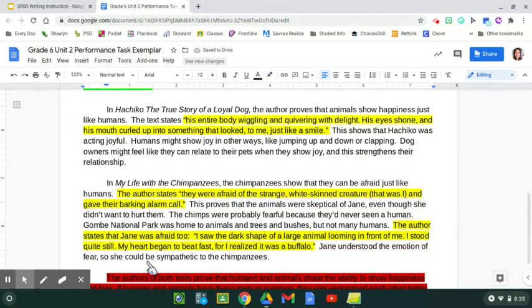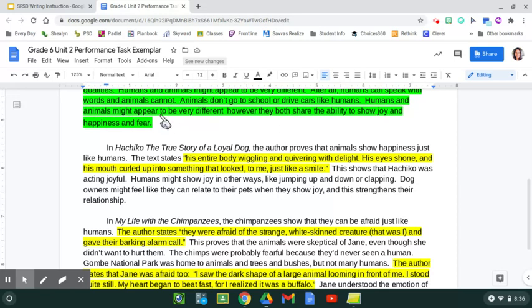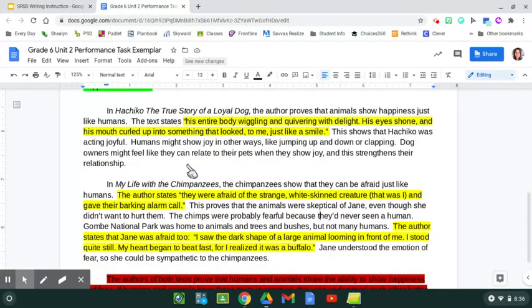Jane understood the emotion of fear, so she could be sympathetic to the chimpanzees. Okay, so I have now highlighted all of my important evidence yellow, my textual evidence. It's evidence from my text, Hachiko and My Life with the Chimpanzees, that's supporting my claim or my thesis that humans and animals might appear to be very different, but they both share the ability to show joy and happiness and fear. So my yellow is highlighted.